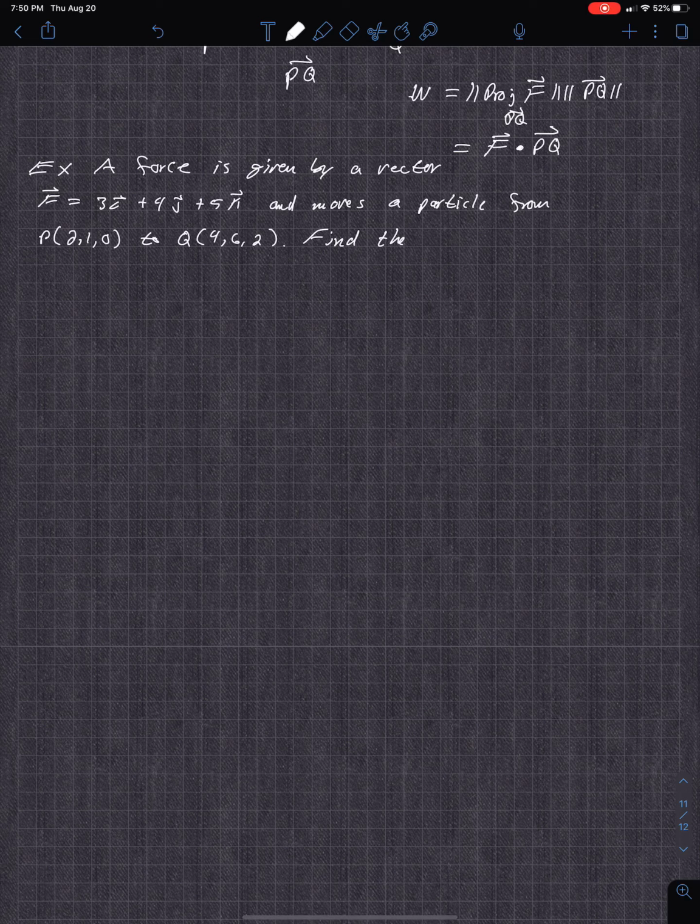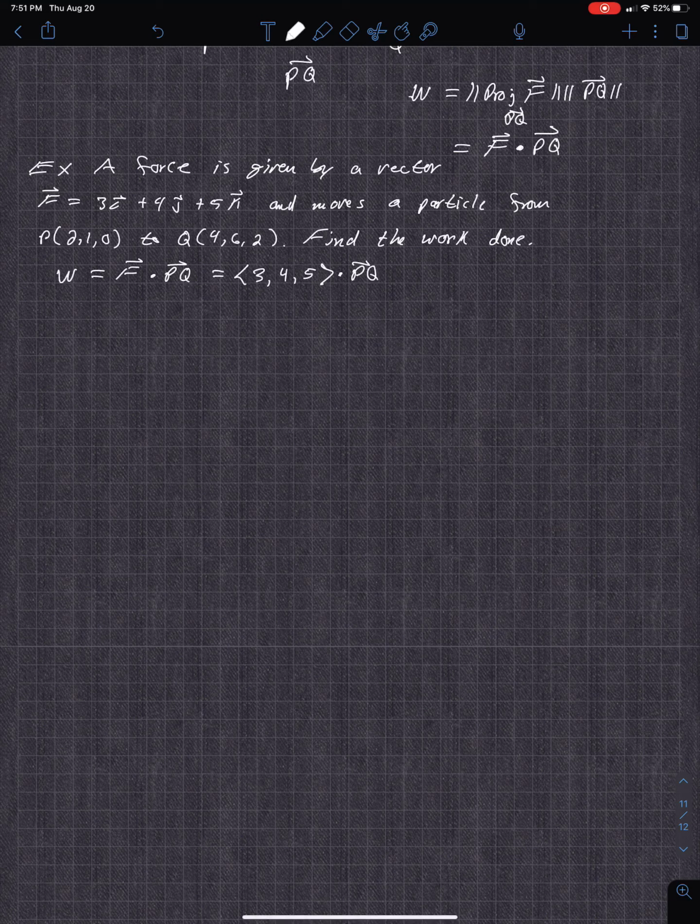So find the work done. So force vector acting on it. And so we know then that work is going to be just, we don't have to do magnitude, it's just F dot PQ, because when you do that dot product, that ends up being a scalar. So our force vector is given, so that's going to be our force vector. I'll write it in component form, 3, 4, 5 dot PQ.